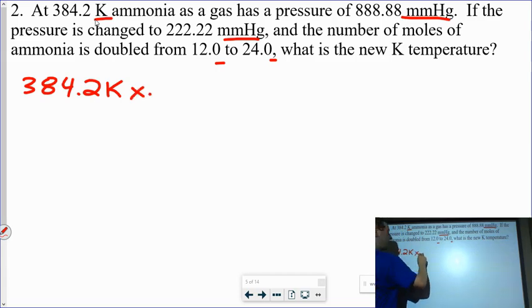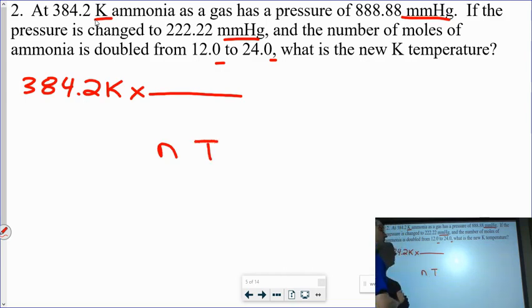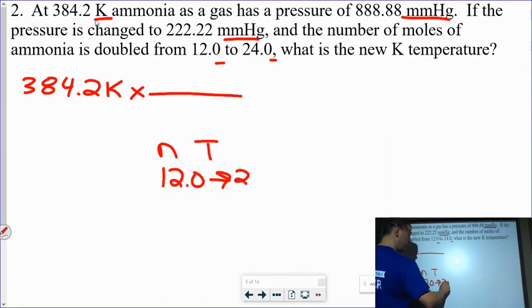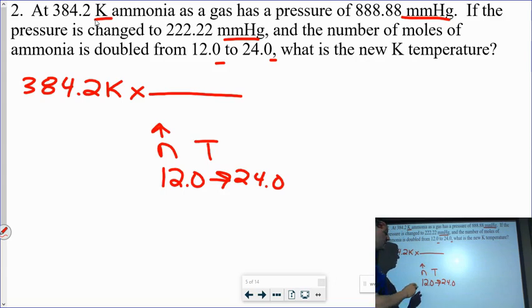I put a multiplication sign and a division bar, and the two variables that I do have that are changing, I have pressure changing and I have moles changing, and it really doesn't matter which one you start with. I'm going to just start with moles so we can do that one right away. So moles and temperature, those are our two variables, and we have our moles going from 12.0 moles up to 24.0 moles. So our moles are increasing. If our moles increase, then our temperature must decrease. And again, they found that mathematically, that is pretty much the only way that they could figure it out. So if the moles are going up, the temperature must go down.